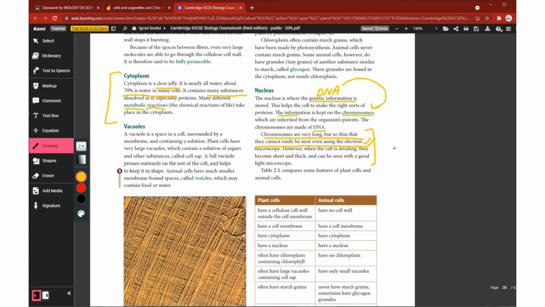So how many organelles did we learn? Cytoplasm, cell membrane, cell wall, and nucleus. That's it. Any questions?